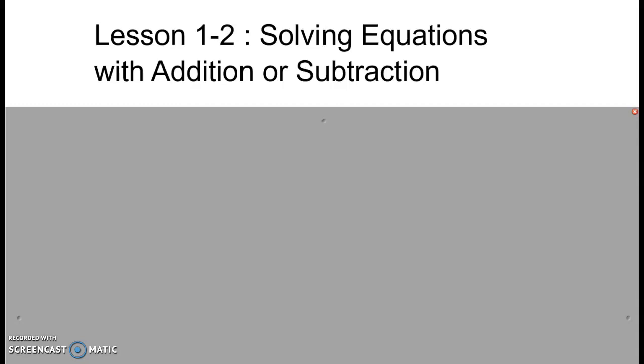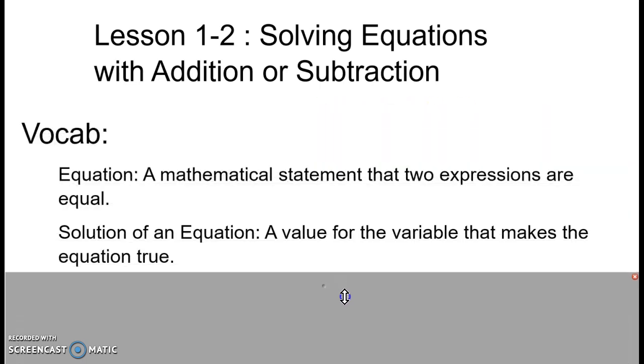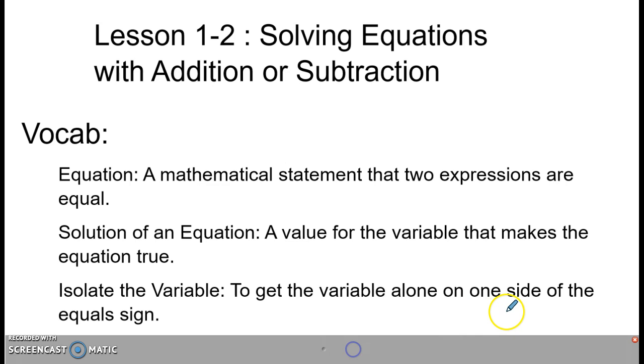Lesson 2.1, solving equations with addition or subtraction. We're going to start with some vocab, some that again you're probably familiar with and you've used before.